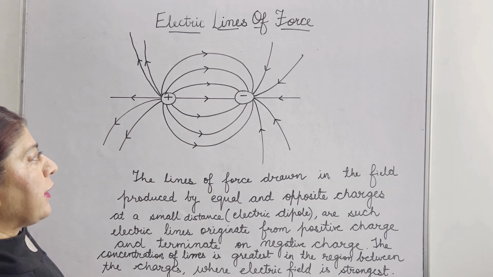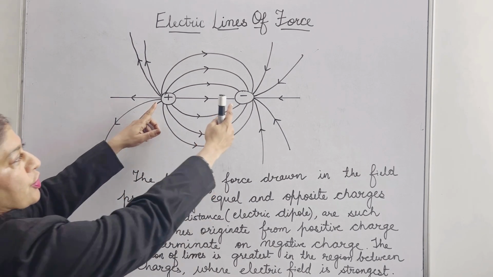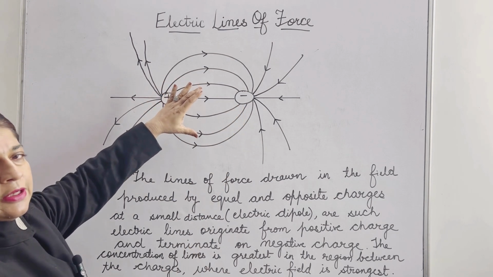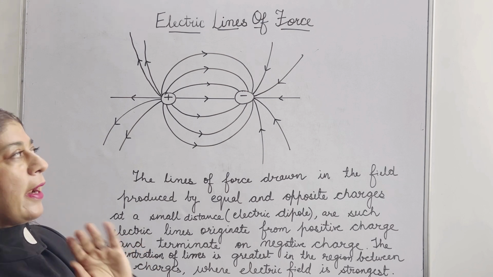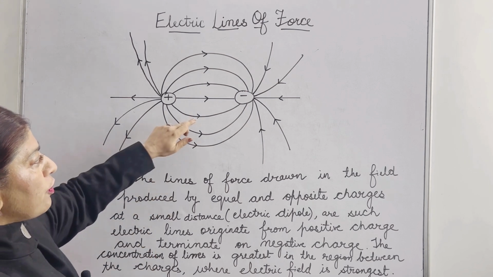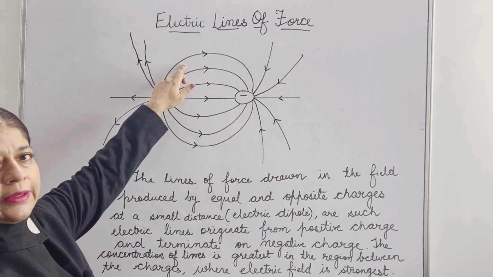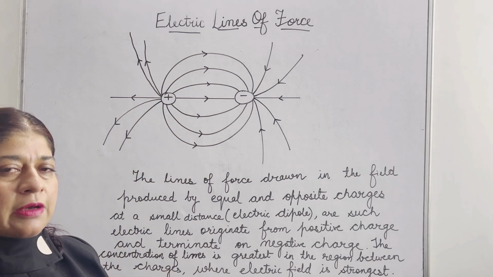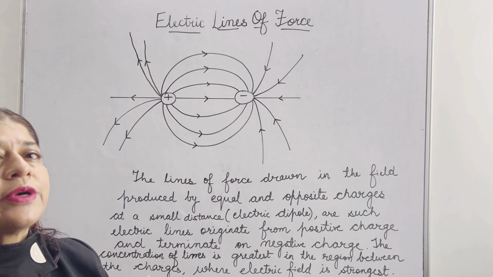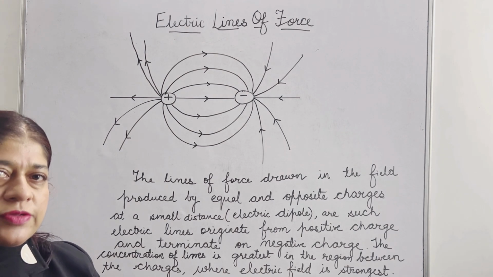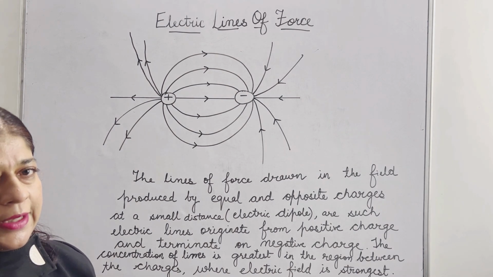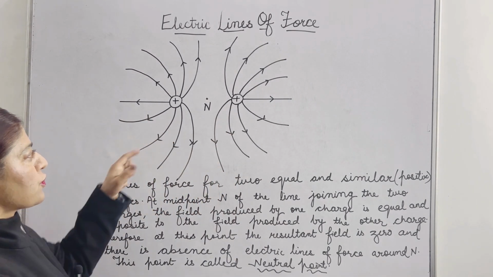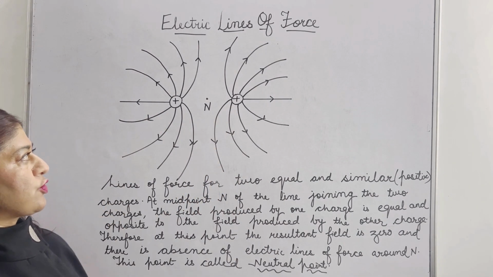One more important thing is that in the region near the positive and negative charges, the electric field is strongest, and hence the concentration of the lines of force is greater here. In the region where the field is weaker, the lines are more widely spaced, or the concentration is weaker. Next are the electric lines of force because of similar charges placed together.